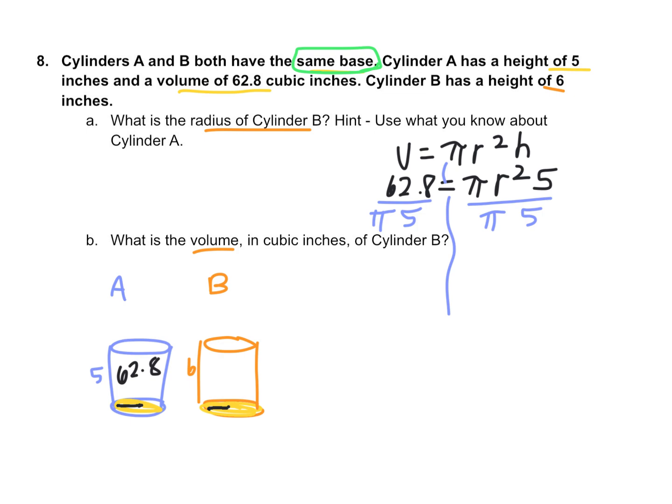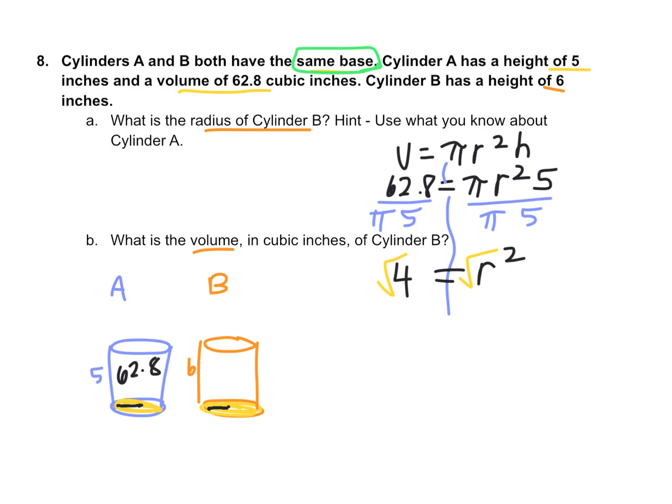Maybe do that step by step. I'm going to use 3.14 for pi as well, just to keep it a little simpler. So 62.8 divided by 5, and divide that by 3.14. Oh, that came out nice and neat. That equals 4 for the radius squared. So what times what is 4? It's going to be 2, which is also taking the square root to get the radius by itself. So the square root of 4 is 2.